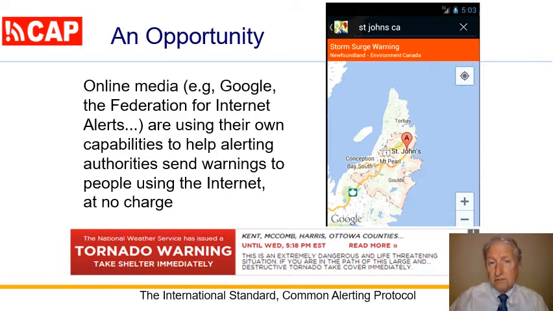Google has a solution. Leverage CAP to deliver alerts to people using Google tools. Here is Google showing the alert of a storm surge in St. John's, Newfoundland, Canada. We also see a tornado warning from the U.S. National Weather Service, and that's overriding web advertisements for users in the alerting area. Digital billboards carry CAP alerts in the United States as well. And that's a very smart advertising strategy.